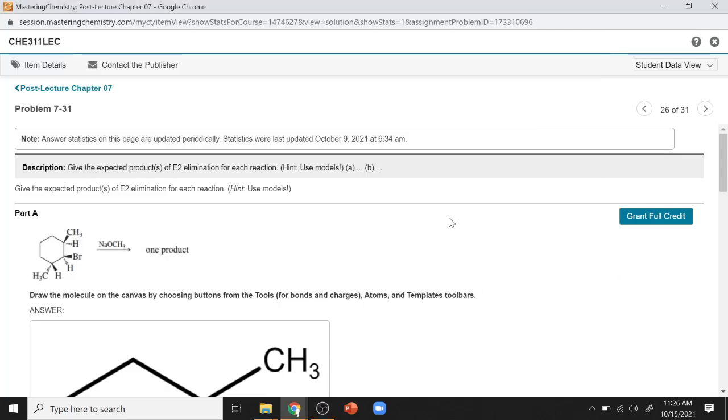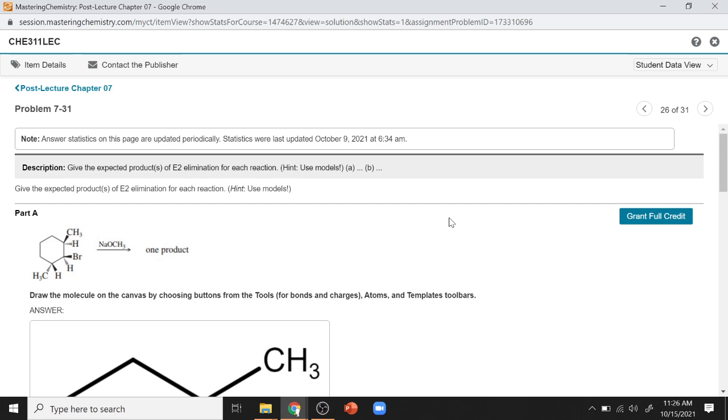Okay, so give the expected products of E2 elimination for each reaction. Using models would make this much easier because then you can keep track of the geometry a lot easier. Okay, so if this is an E2 reaction, then that means that we are making a what? We're eliminating something and we're making a double bond, right?